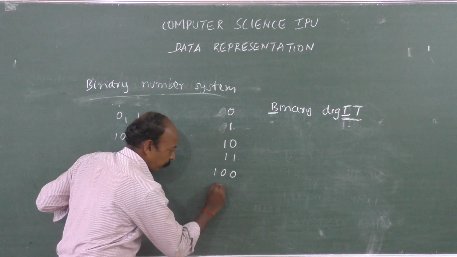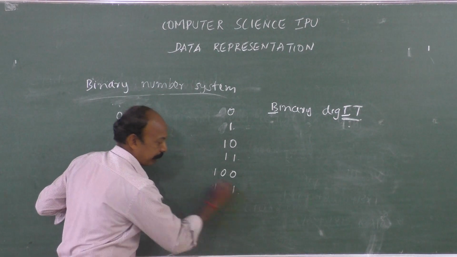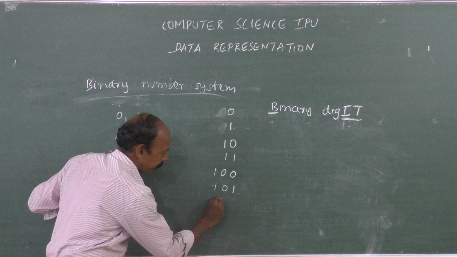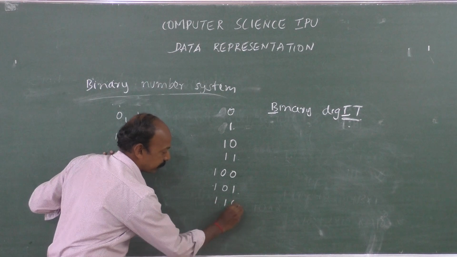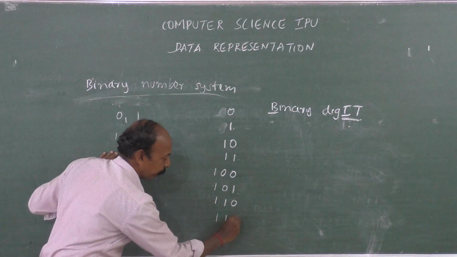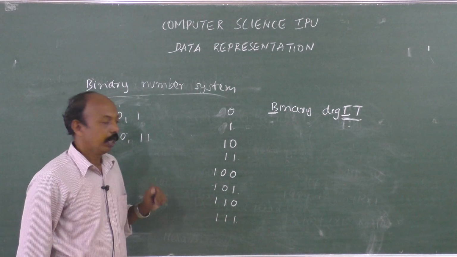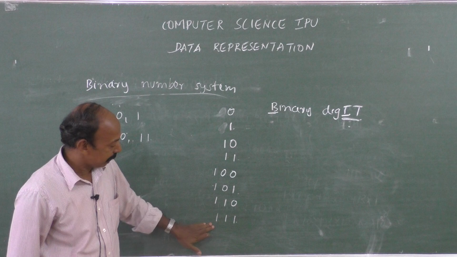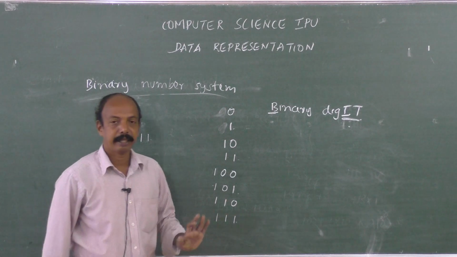Next one will be 1 0 1. Then 1 1 0. Next one will be 1 1 1. So with respect to 3 bits up to 1 1 1 we can write.